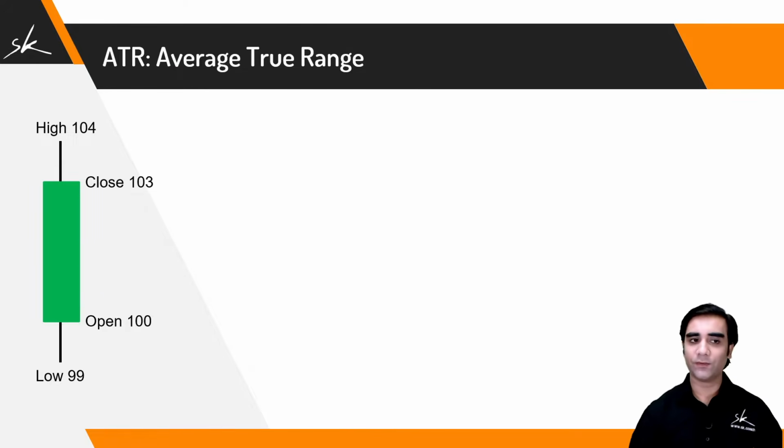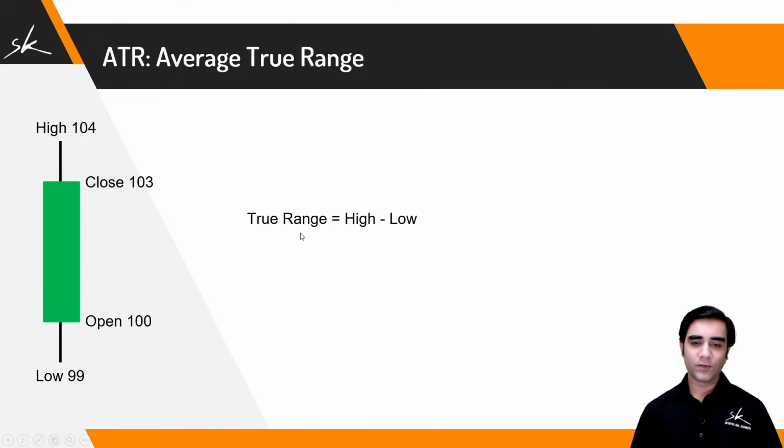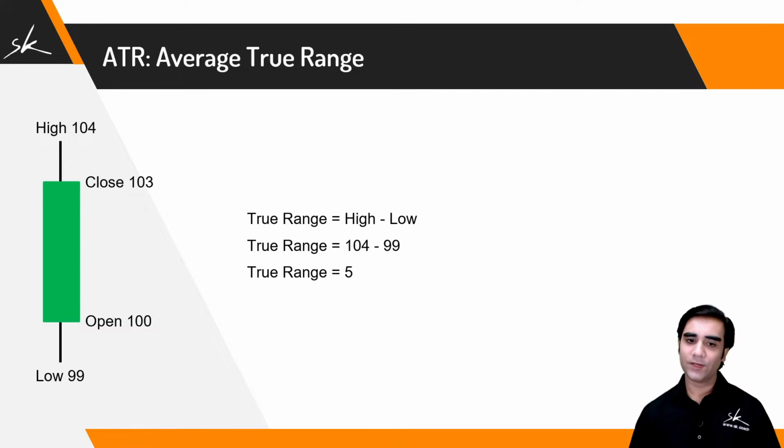Now, the first thing I need to know is what is my true range. So what is the range of the candle? The range of the candle is always from the high to the low. To calculate your range, we will simply be subtracting the low price from the high price. So what is your true range? Your true range is high minus low, and in this case this would be 104 minus 99, which tells us that my true range is 5 rupees.